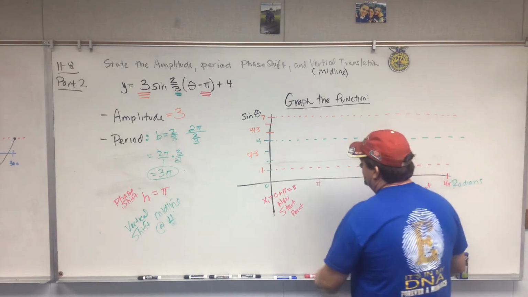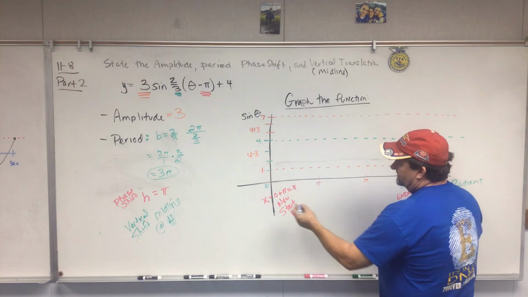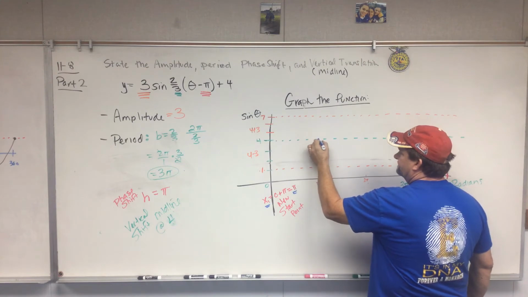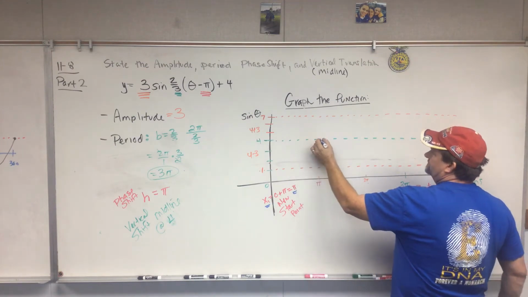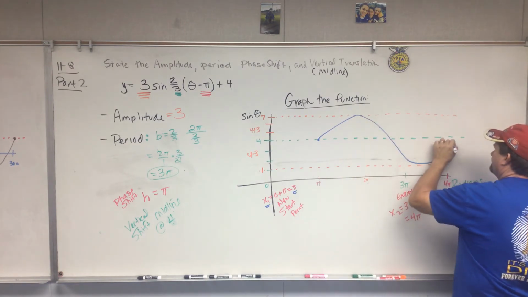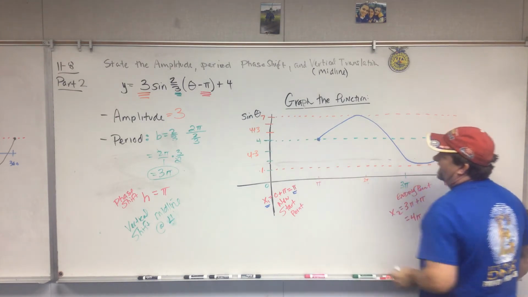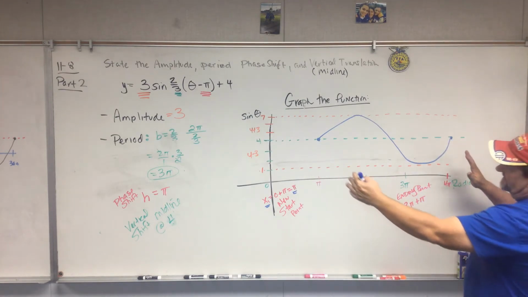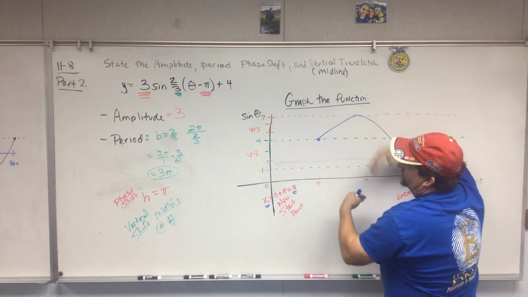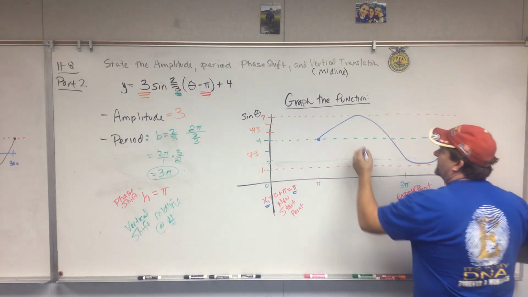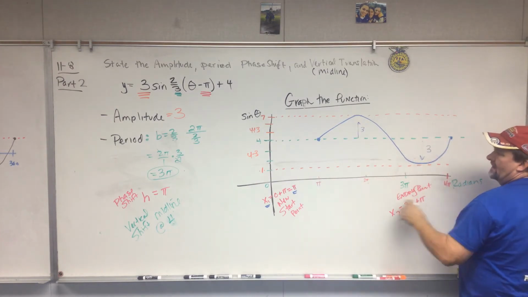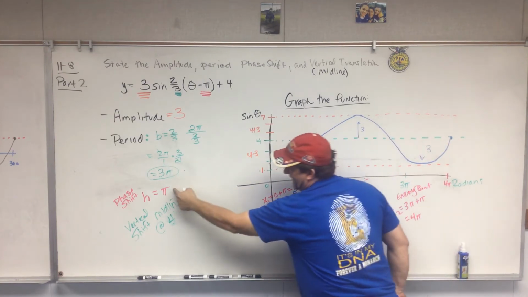So let's do this graph in blue. We go to my new starting point, which is x1. It's right here. Midline, maximum, midline, minimum, ending point. Ugly looking graph I drew, but that's how you do it. So now I've got a sine graph that's shifted to the right pi, moved up 4 with an amplitude of 3. Don't forget, the distance from here to here is 3. The distance from here to here is 3. The distance from here to here is pi.